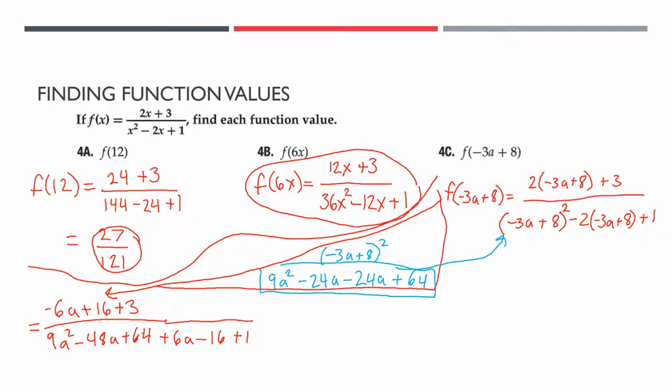Finally, what I need to do is simplify this. I'm still going to have the top, the negative 6a is going to stay the same, but I'm going to have plus 19 all over 9a squared, and then I'm going to put my negative 48a plus 6a together, and I'm going to get negative 42a, and then I'm going to have 64 minus 16, which is 48, plus 1, which is 49. Plus 49. And this is my answer.